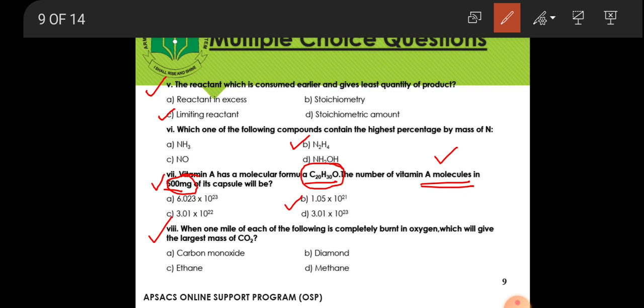Question number 8. When 1 mole of each of the following is completely burned in oxygen, which will give the largest mass of carbon dioxide? A part is carbon monoxide, B part is diamond, C part is ethane, and D part is methane. So let's solve this question.